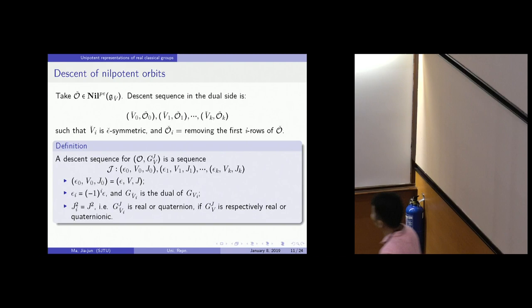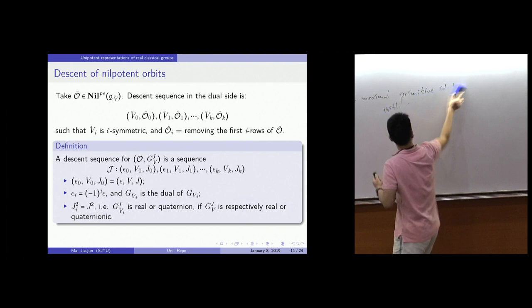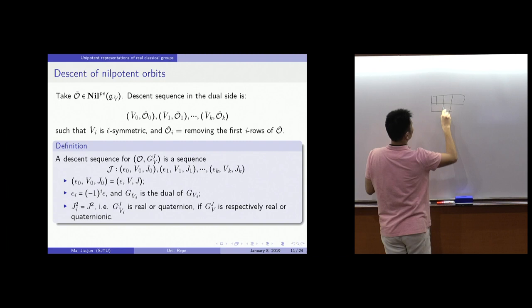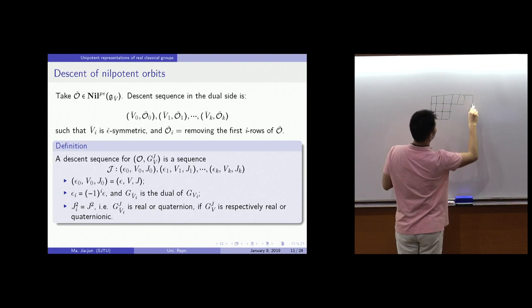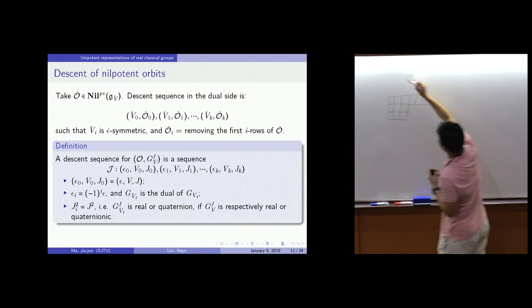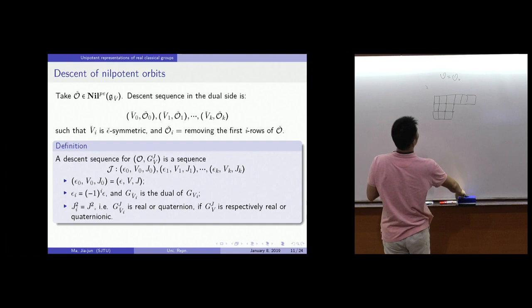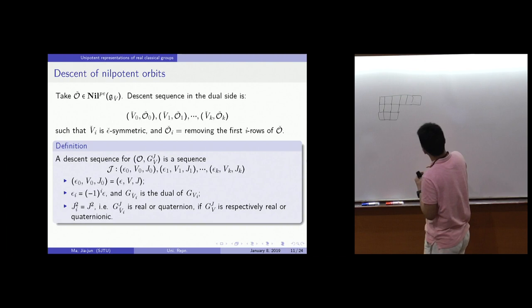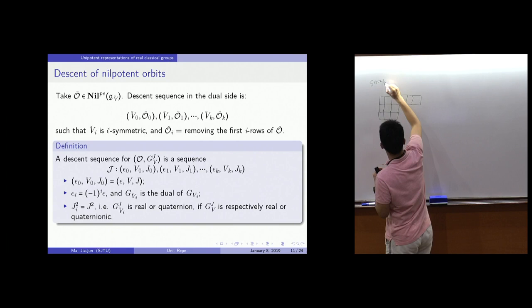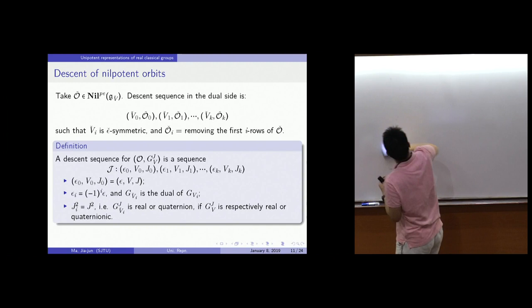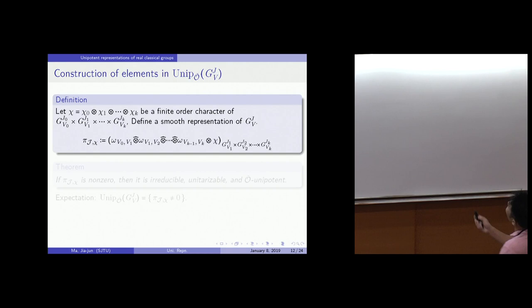So, for example, suppose you have this type of diagram. This will be O_0, which is the original O check, say for SO_{2n+1}. Okay, never mind. Let's do it later. We will have a very precise example.